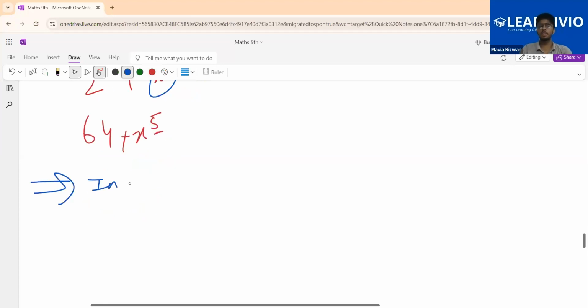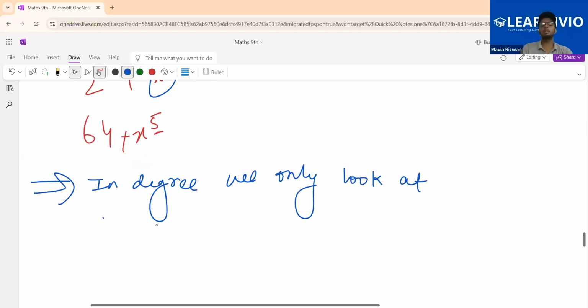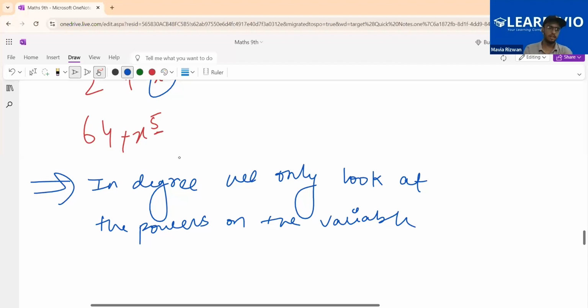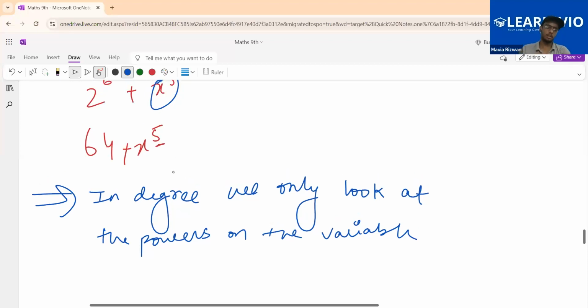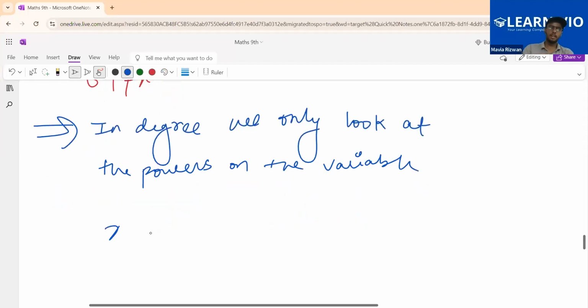In degree, we only look at the powers on the variable. So from now on, we only look at the powers on the variable and not the constants, not the numbers. Okay, understood? Yes. Now tell me degree of x plus 82 raised to the power 10.